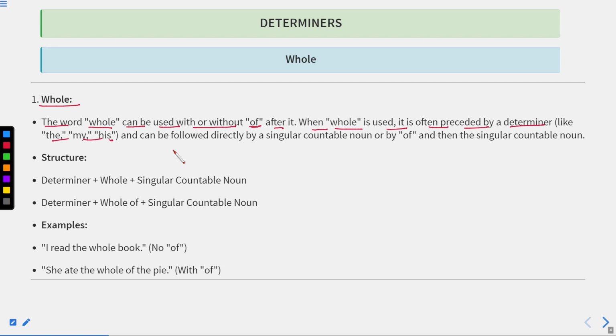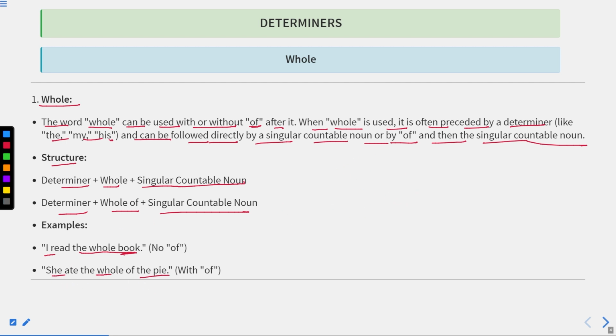So any possessive determiner or any article we can use with the word whole, and it can be followed directly by a singular countable noun. After whole, we can have the singular countable noun, or of and then the singular countable noun. Structure: determiner plus whole plus singular countable noun. Also determiner plus whole of plus singular countable noun. I read the whole book. Book is a singular countable noun. If I say I read the whole book, it means the total book, the entire book, or all the pages of the book.